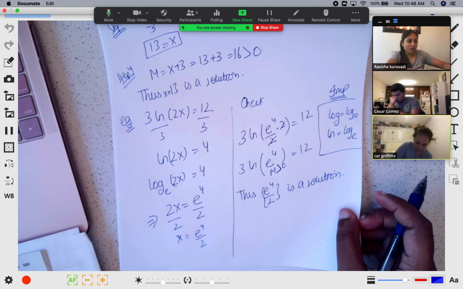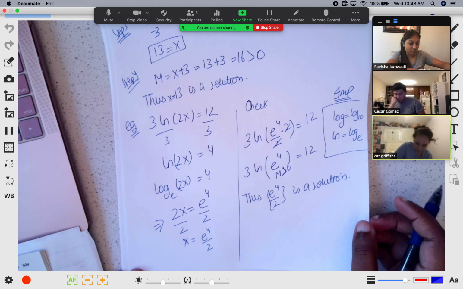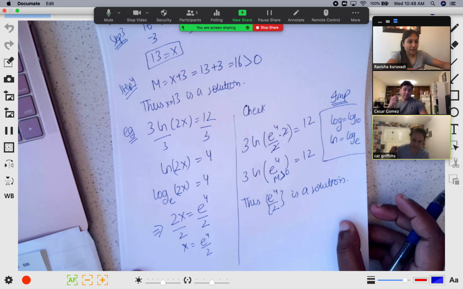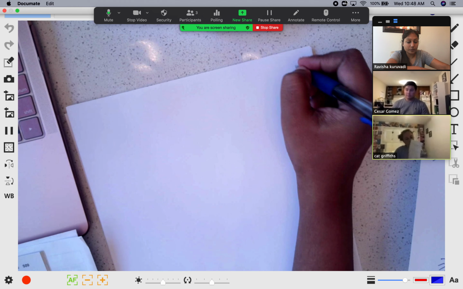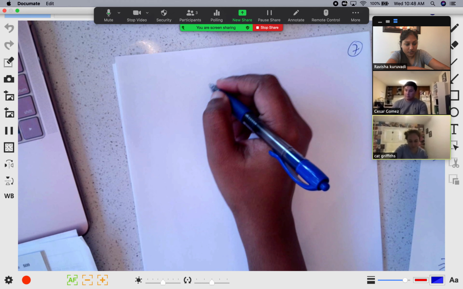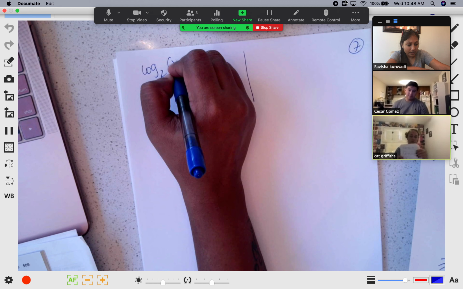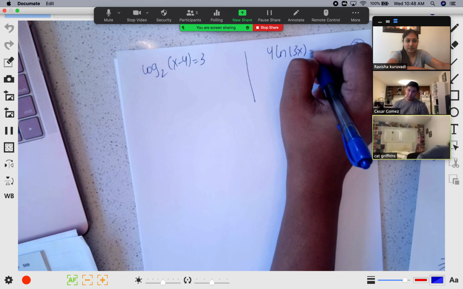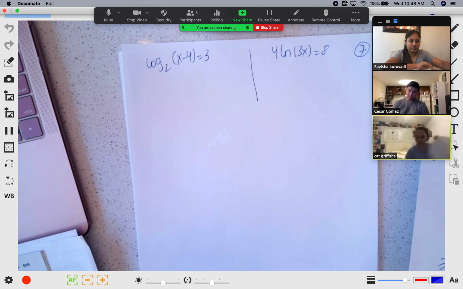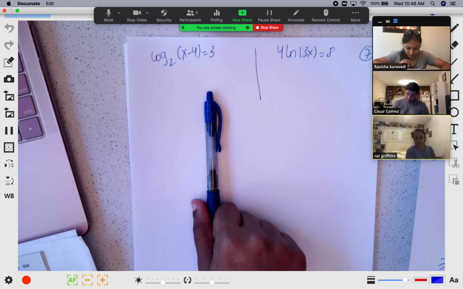Let's do 2 more problems and then I'll go to the next method. And that would be the last method. Okay, let's see here. So I want you to try this problem here. So first is log of 2x minus 4 is equal to 3. And then you have 4 ln 3x is equal to 8. First one you will help me, Kat. Second one you will help me, Caesar.